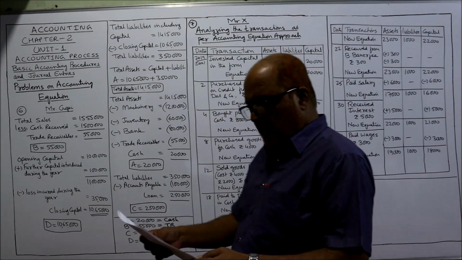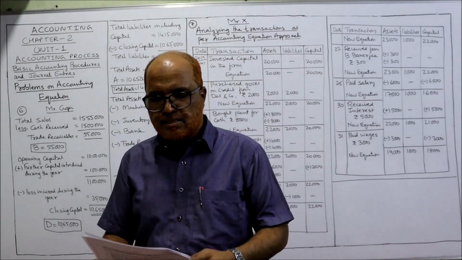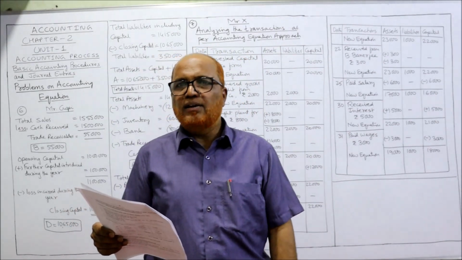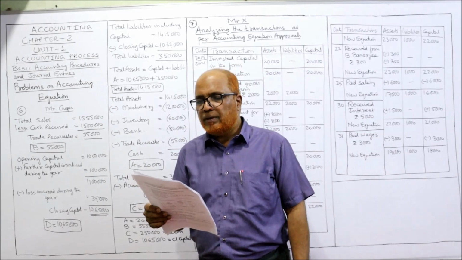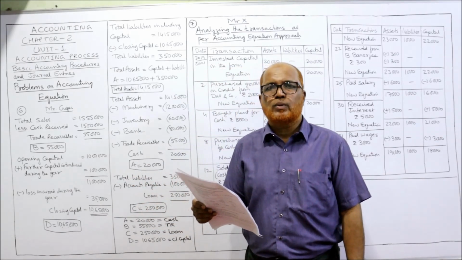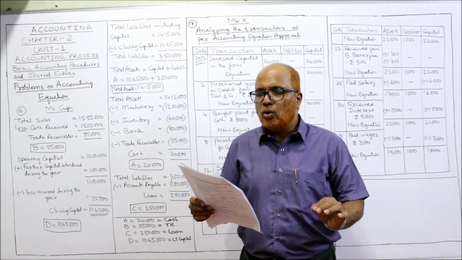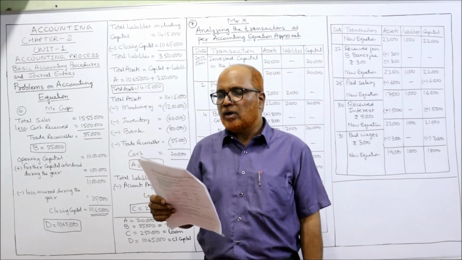Now, see the 6th problem. Problem number 6. Following is the information provided by Mr. Gopi pertaining to the year ended 31st March 2022. Find the unknowns showing computation to support your answer.